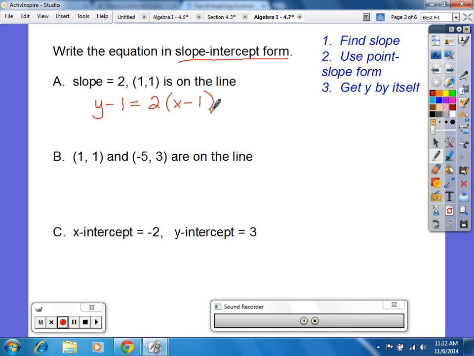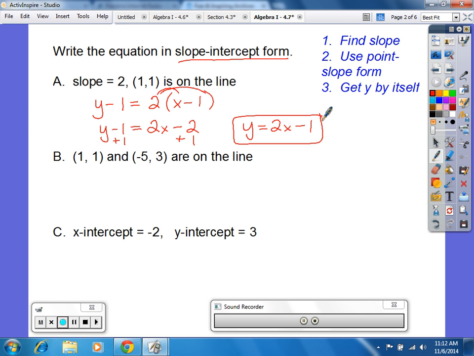Now my only job is to get y by itself. To get y by itself, first I'm going to distribute. So y minus 1 equals 2x minus 2. And then I'm going to add 1 to both sides. So y equals 2x minus 1. There's my slope-intercept form.